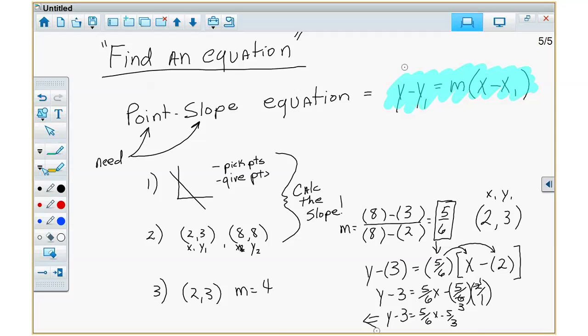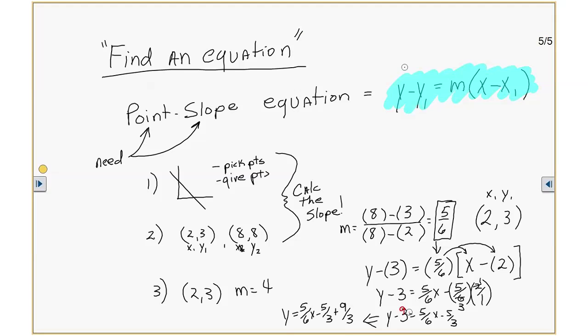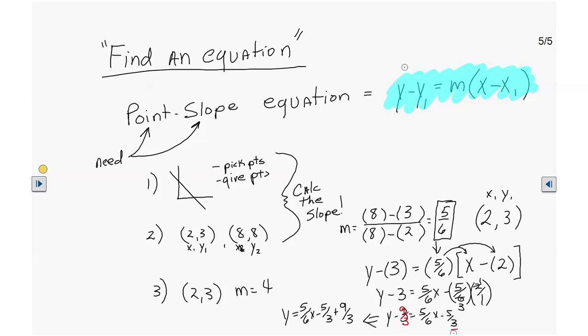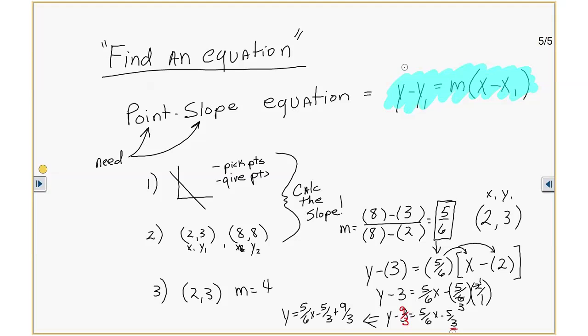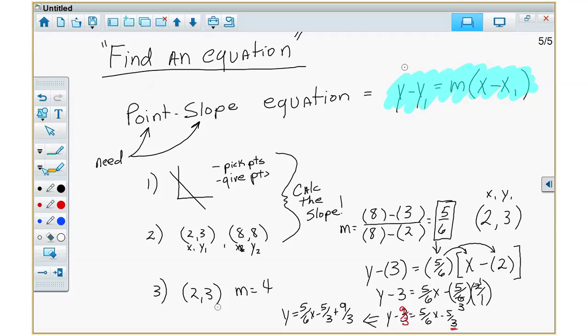Now we got to bring that 3 over. But it's got to be thirds, so it'll be 9/3. So y is equal to 5/6 x minus 5/3 plus 9/3. And the reason I got that 9/3 is I changed that 3/3 into what? 9/3, because you got to have a common what? Denominator. And brought it over is 9/3. Y'all got this written down, we'll use it on our next example.